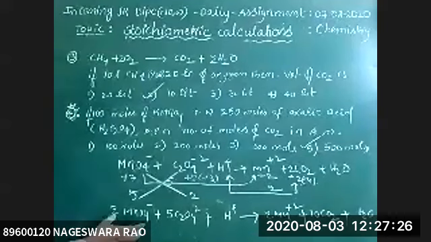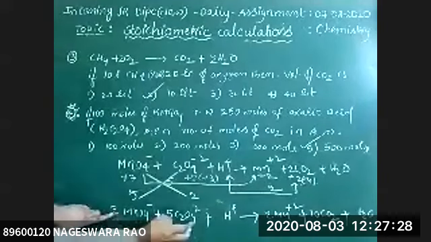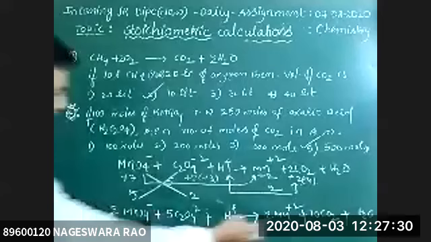So on the left side, how many oxygens are there? Here 20 oxygens are there. Here 8 H2O. 16 hydrogens are there, so 16 H⁺. This is the completed balanced equation.